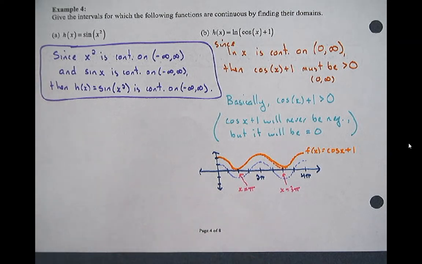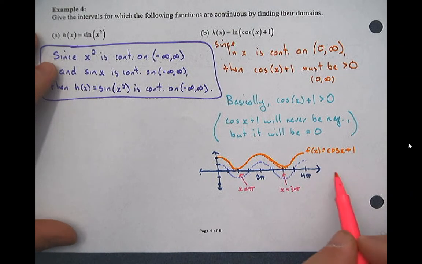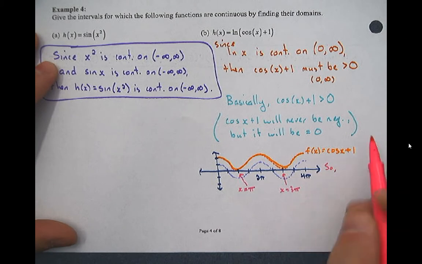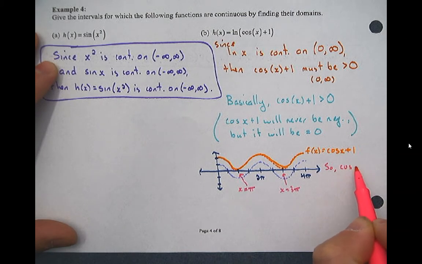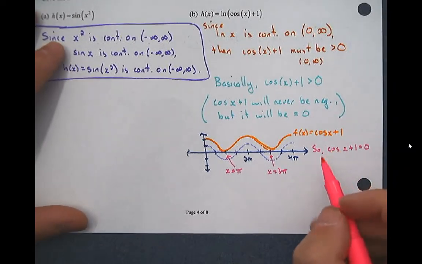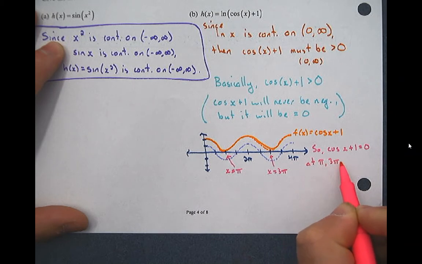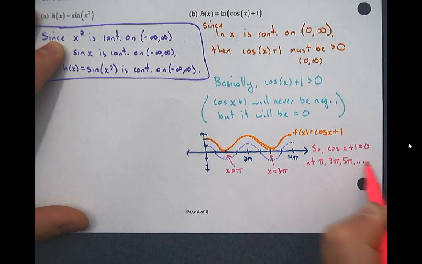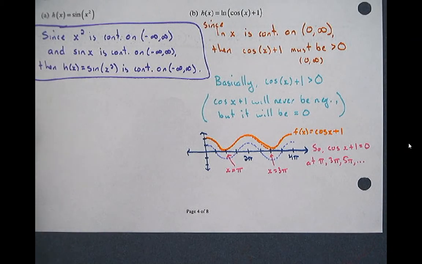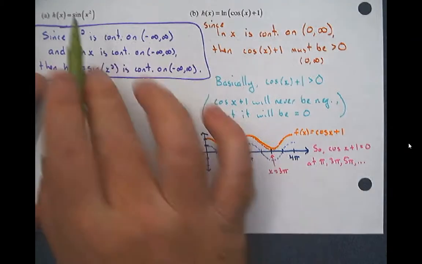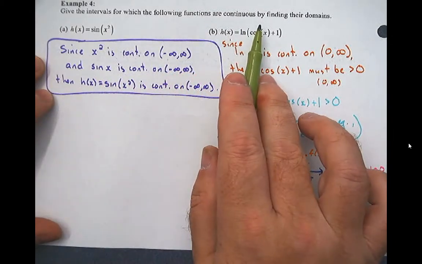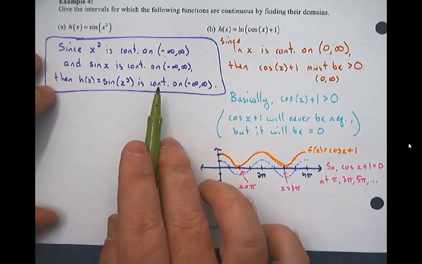So let's talk about how we're going to write that up. The write-up is actually kind of slick. So the logic that we got out of this: cosine of x plus 1 equals 0 at pi, 3 pi, 5 pi, etc. Remember, we're talking about giving the intervals for which the following functions are continuous. Life was good here. Continuity was everywhere.